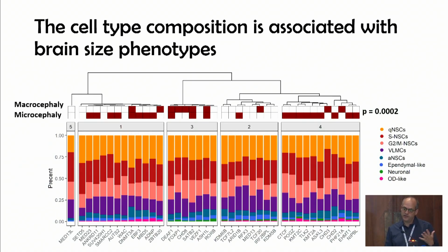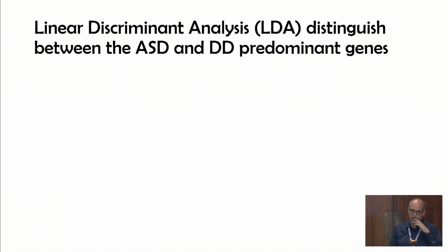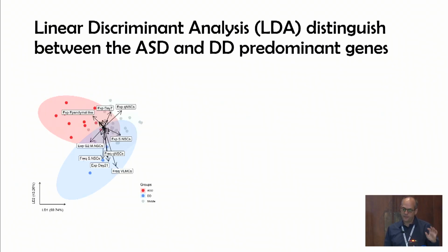We next wanted to see if we can use the data from the screen to predict whether a gene will be more likely to cause autism than neurodevelopmental disorders. And I used a method called linear discriminant analysis to distinguish between those ASD and DD predominant genes. This method looks a bit like PCA because of the reduction in the dimension, but unlike PCA, we are trying actually to maximize the differences between the groups.